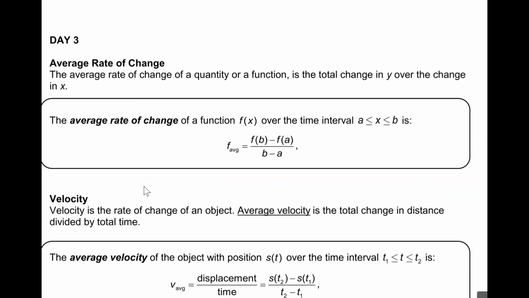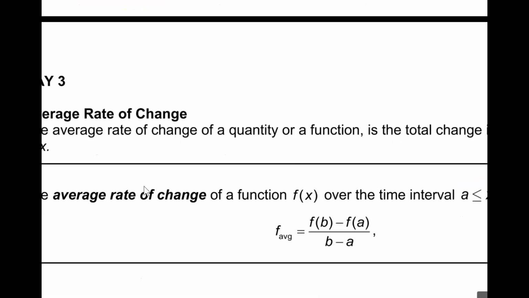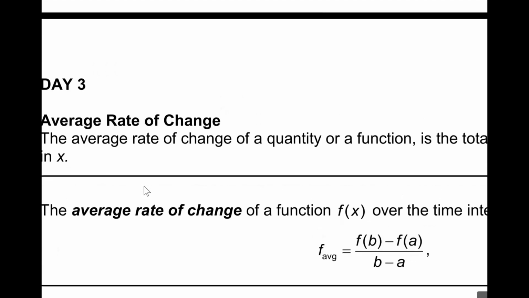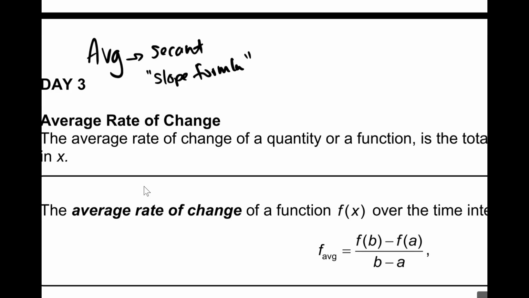All right, so here's a screencast for part 3. A little summary before we get started. If we're talking about the average, we're talking about the secant, and this is what you use the slope formula for. So the average gives you the average over a time, which means you're using your secant.